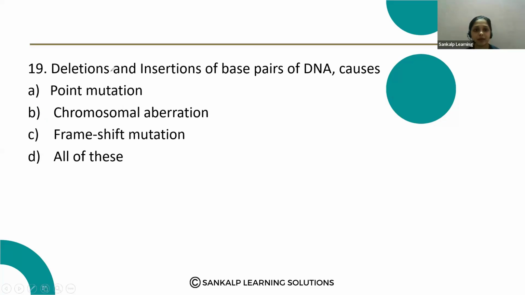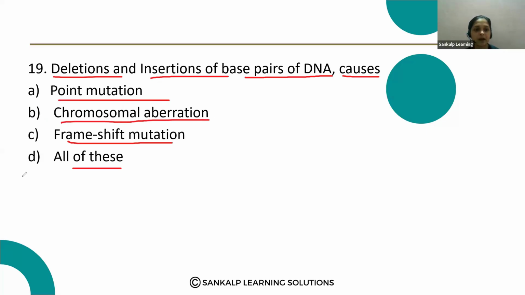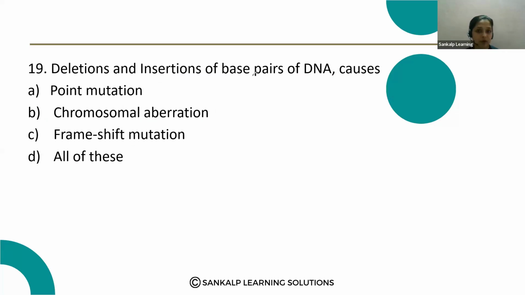Next question. Deletion and insertion of base pairs of DNA causes point mutation, chromosomal aberration, frame shift mutation, or all of these. Here, the deletion or insertion of the base pairs of the DNA, what does it cause? It is not causing the chromosomal aberration, it is causing the frame shift mutation. Frame shift mutation is the cause.